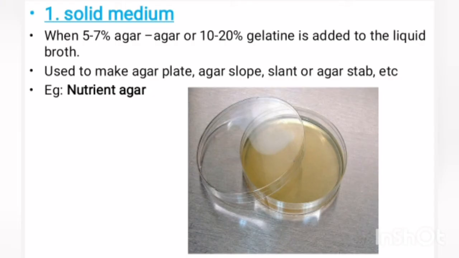Solid medium. When 5 to 7% agar-agar or 10 to 20% gelatin is added to the liquid broth, it becomes solidified. Such media are used for making agar slants or slopes, agar stabs or Petri plates, etc. Examples for the solid media: nutrient agar, eosin methylene blue agar, etc.